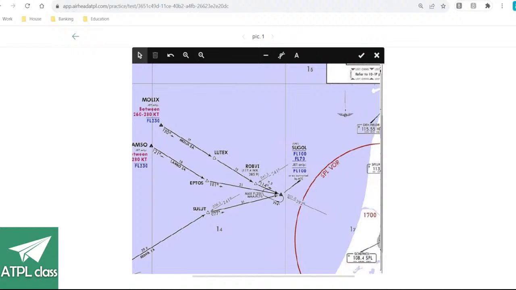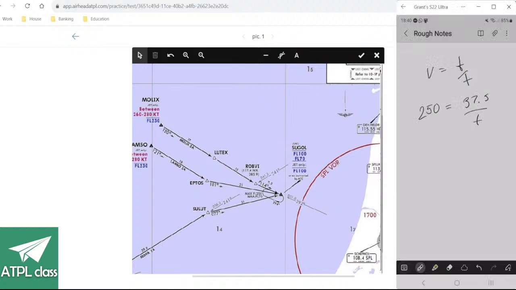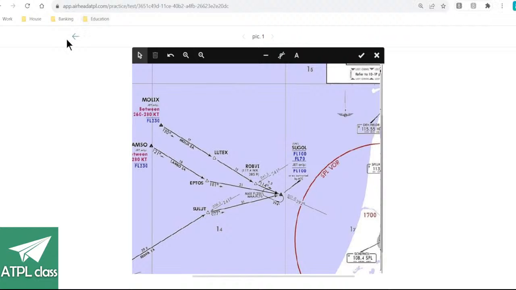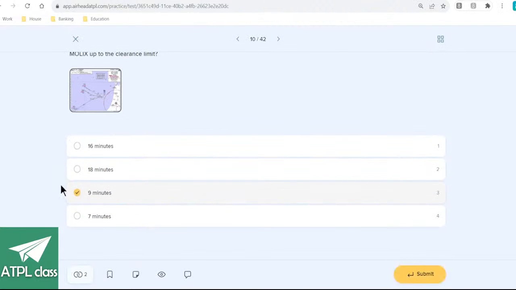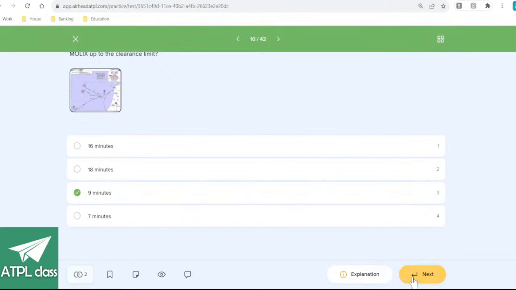So a quick speed distance time calculation. I've written down the numbers there. So it's going to be 37.5 divided by 250, which gives us an answer of 0.15, which converted gives us 9 minutes. Yes, 9 minutes. Is that one of the answers? 9 minutes. Nice.